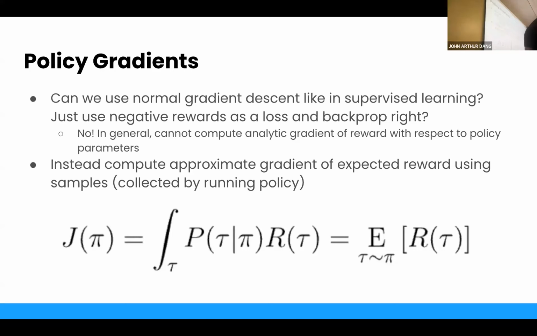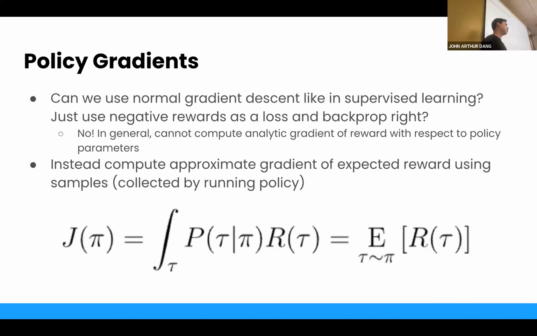So we have to figure out a different way of computing the gradient. Instead, we compute an approximate gradient of the expected reward using samples, which, as I mentioned before, we collect by running the policy multiple times. Then we compute the gradient of this J term, J of pi or J of theta, which is just the definition of expectation here.